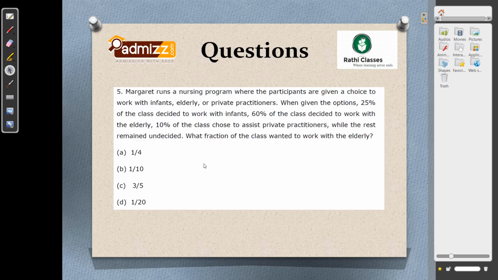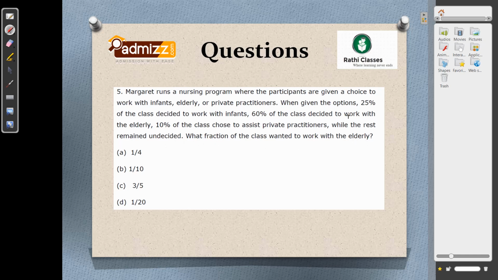In the next question, again you need to read the question very carefully before solving it. Margaret runs a nursing program where the participants are given a choice to work with infants, elderly or private participation. When given the options, 25% of the class decided to work with infants, 60% with elderly, and 10% with active participation, while the rest remained undecided. What fraction of the class wanted to work with elderly?